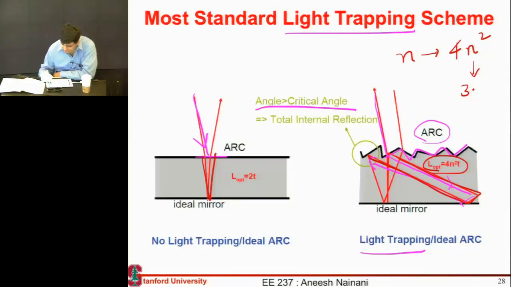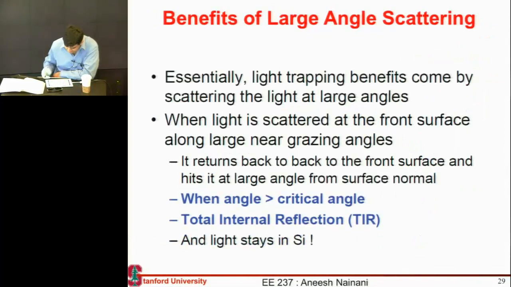So usually the square of that is approximately 11-ish, 12-ish, and times 4, you get around 50 at maximum. You can get a 50 times increase in the path length using this system. But why 4n squared? So let me come to that.